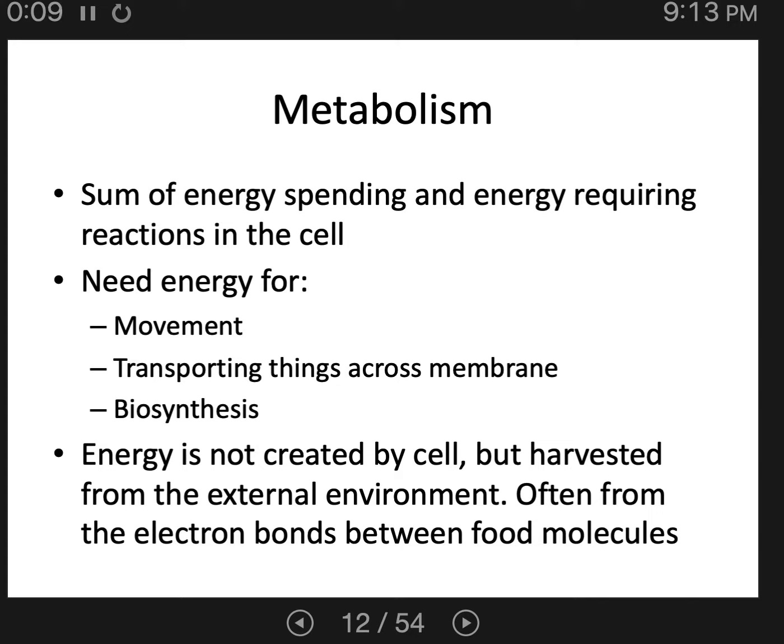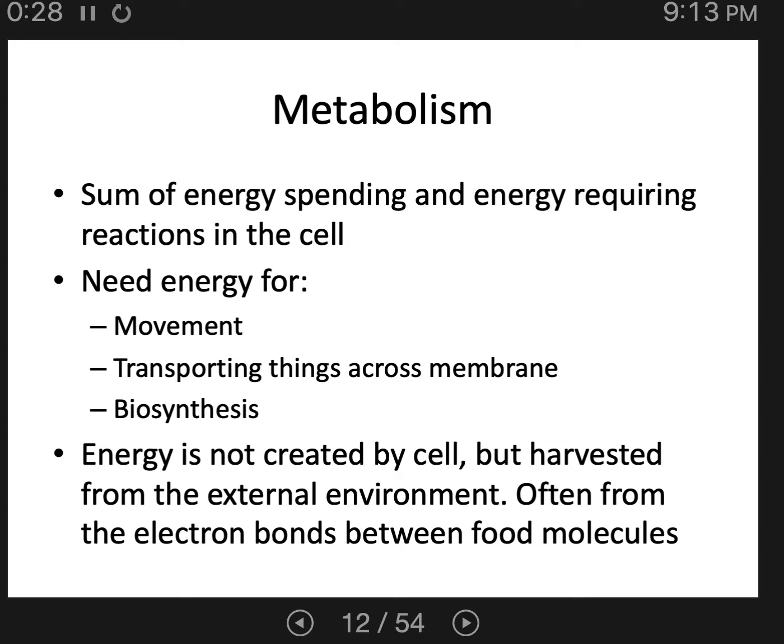So metabolism is the sum of energy spending and energy requiring reactions in the cell. Energy is needed to do work in the cell. It's kind of boring to call it work. You could call it play. It's really just to do stuff in the cell, but technically we call it work.